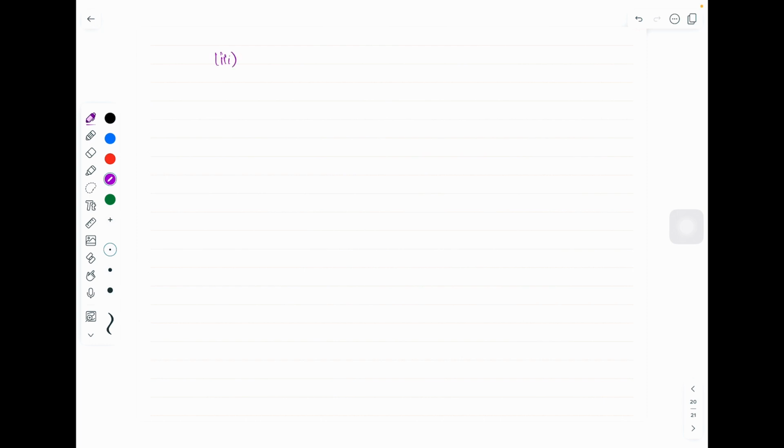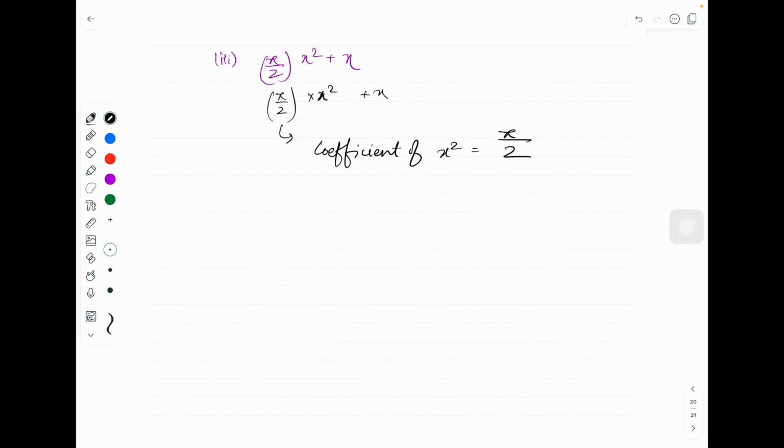Third question is pi by 2 x square plus x. See, this is pi by 2, which means pi by 2 into x square plus x. So pi by 2 is multiplied. So the coefficient of x square, answer equals pi by 2. Understood? One more question is there.